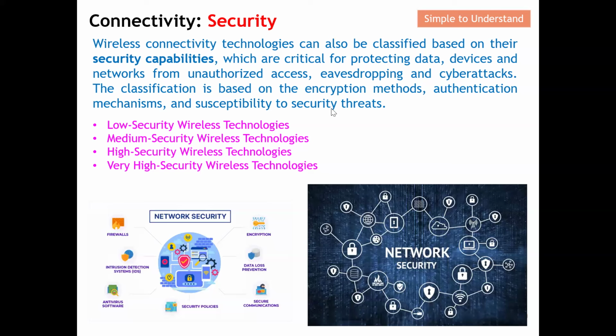So for security, there are actually four levels. First one will be low security wireless technology. Next will be medium security wireless technology, high security, and last but not least, very high security wireless technology, which is mainly used by military. So basically these are the so-called different tiers of security. Let's go through them one by one.